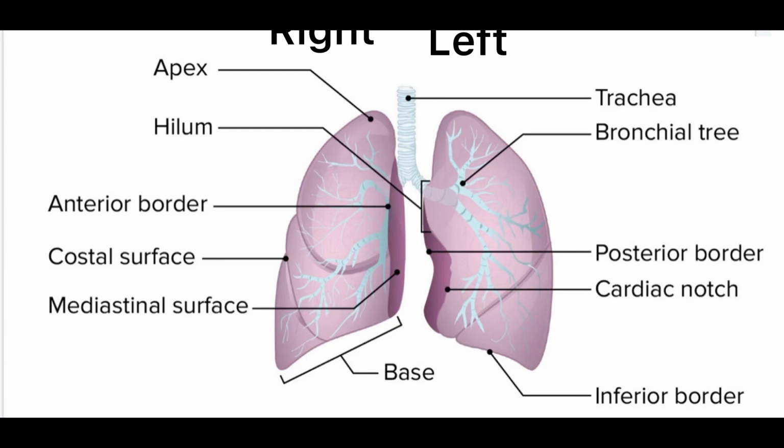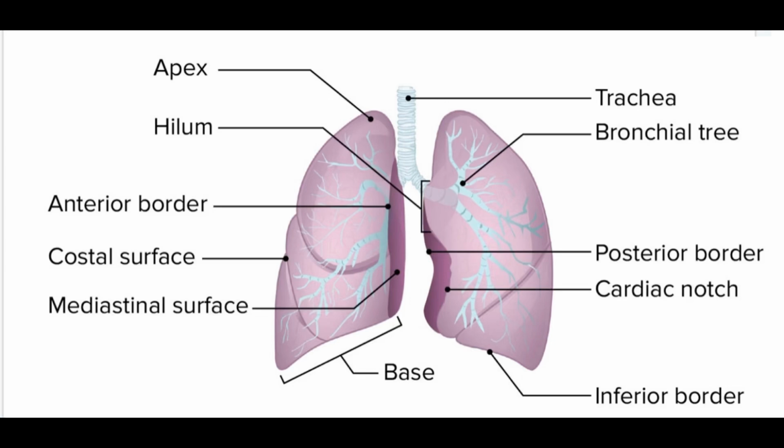Now let's look at the anterior border on the left side of the lungs. Now this anterior border shows a wide cardiac notch, okay, opposite the fourth and the fifth intercostal spaces, or you can say below the level of the fourth costal cartilage, and the lingula.